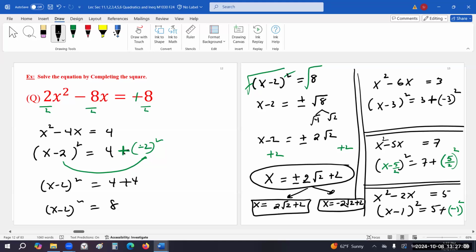So you have two choices always. Now 8, do you know what is the square root of 8? Without a calculator, you don't know. It's not a perfect square number. But we can actually simplify that. Anytime you can simplify something, you must simplify. You can simplify because 8 is 4 times 2.